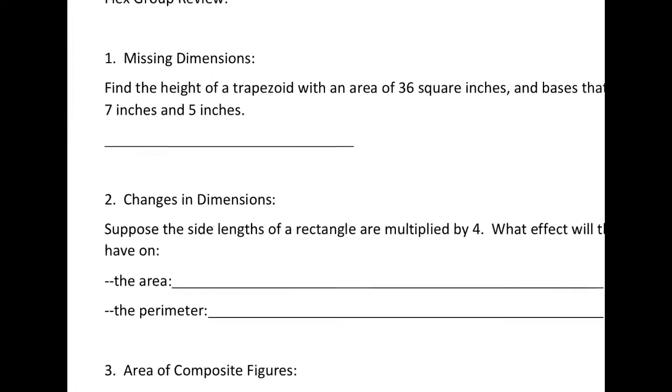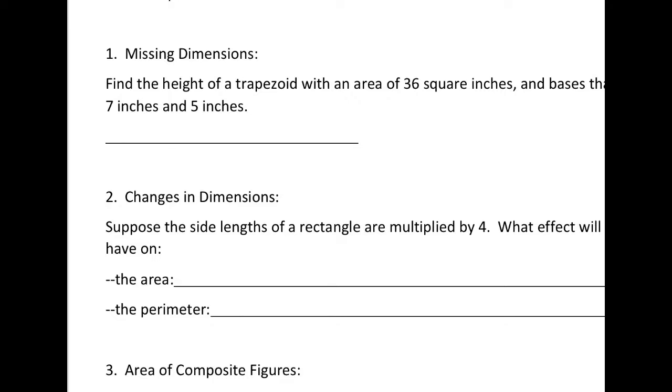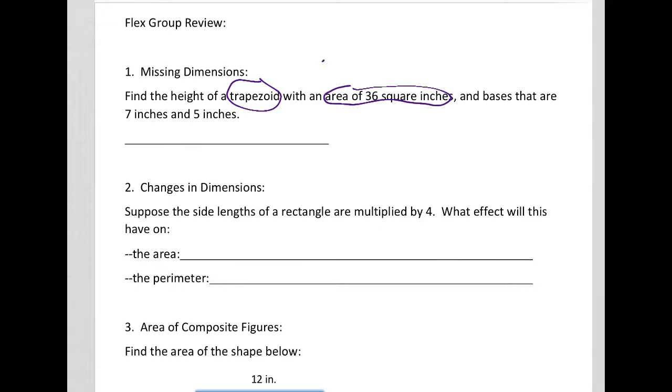So this is a missing dimension problem. It says, find the height of a trapezoid, so I know what shape it's going to be, with an area of 36 square inches, and bases that are 7 inches and 5 inches. So these are my bases. All right. So you're missing the height. So first off, since it's a trapezoid, you'd write that formula. Area is half times the height times base 1 plus base 2.